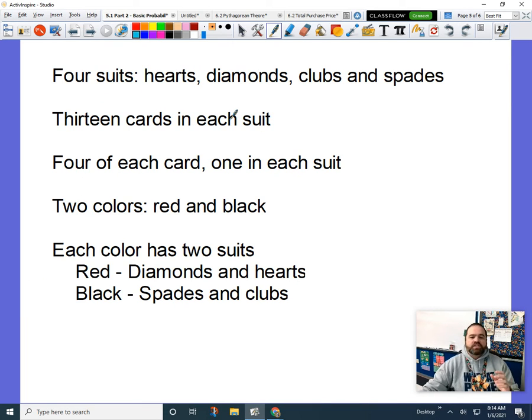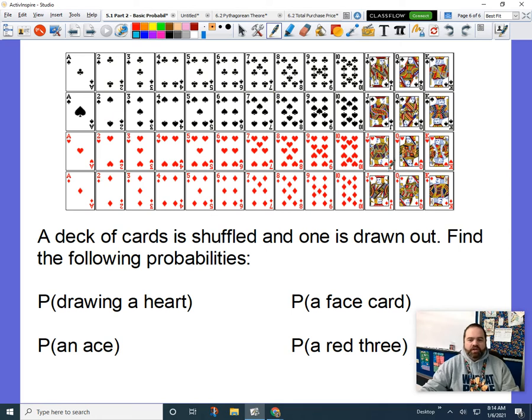So this is just kind of an overview of the whole deck of cards as best I could come up with the different possible things I could ask you about. There's 4 suits. Those are the different shapes on it: heart, diamond, spade, club. 4 of each card. There's an ace of hearts, an ace of diamonds, an ace of clubs, an ace of spades. 2 colors. Each color has 2 suits, yada, yada. So again, a little bit smaller version of the graphic. I'll post this too.